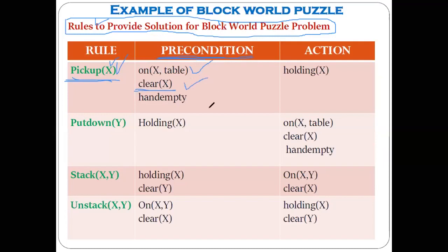Second precondition: X should be free, nothing should be on top of X. Got the point? Yes, sir. And third important condition, hand empty. Hand empty in the sense? Whose hand is this? The hand of the AI agent robot. The hand of the AI agent should be empty. It should not be holding anything. Correct? Yes, sir.